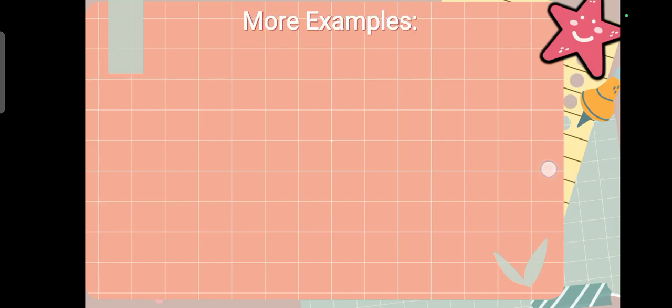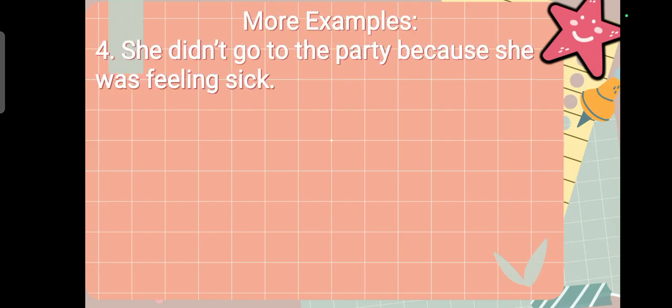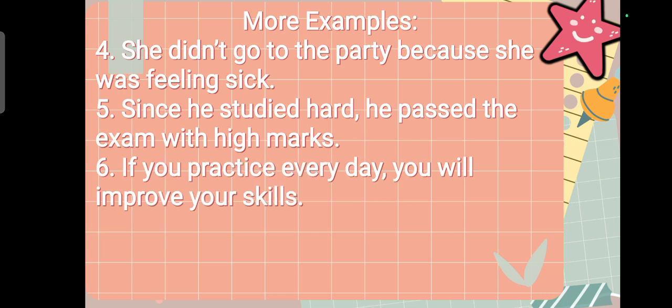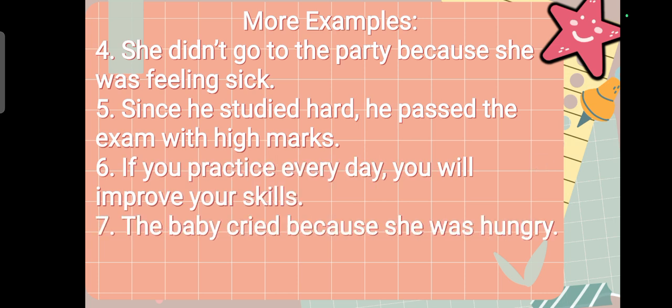Okay, let's have more examples. Number 4, she didn't go to the party because she was feeling sick. 5, since he studied hard, he passed the exam with high marks. 6, if you practice every day, you will improve your skills. 7, the baby cried because she was hungry.